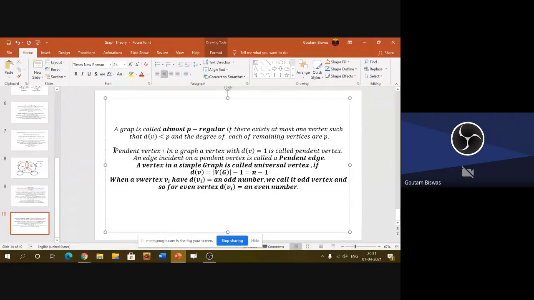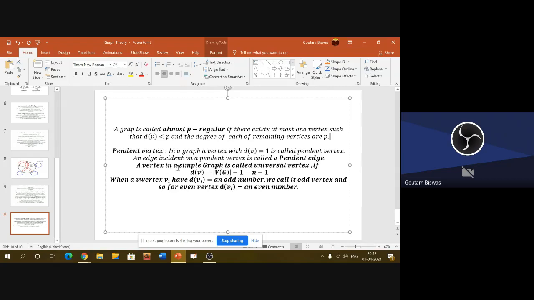Now, pendant vertex. A pendant vertex is a vertex whose degree is 1. That means it is either the starting or the last vertex. In between, all the vertices have at least degree 2, but in the beginning or the last one the degree is 1. So that's why it's called the pendant vertex. It is sometimes also called the end vertex. An edge incident on a pendant vertex is known as a pendant edge.